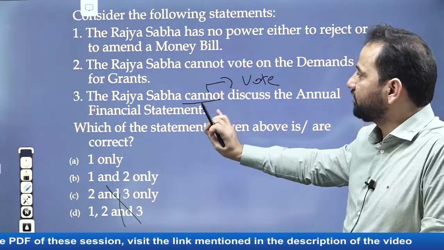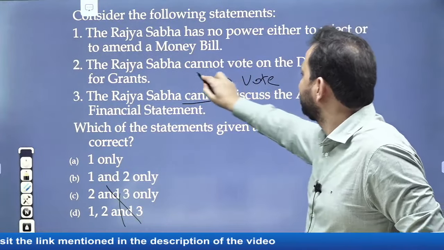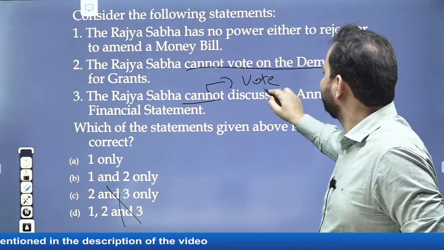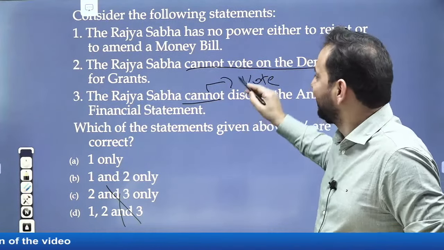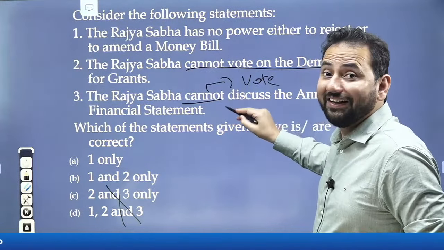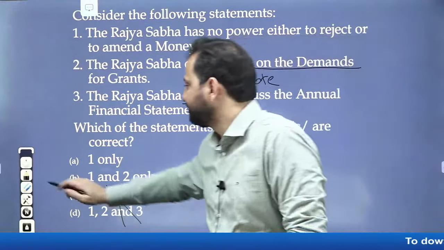Now there is some sort of dispute with reference to statement 2. The Rajya Sabha cannot vote on the demands for grants, and this is the concept. If you see these two statements, you will automatically jump to the answer, that is, Rajya Sabha can discuss but cannot vote, and this is the concept with reference to the budget.